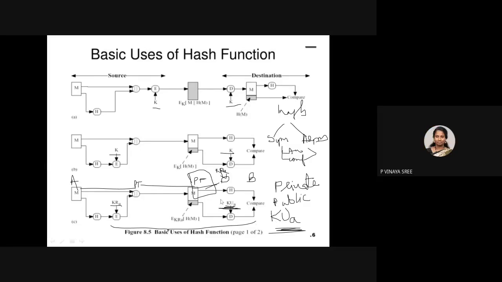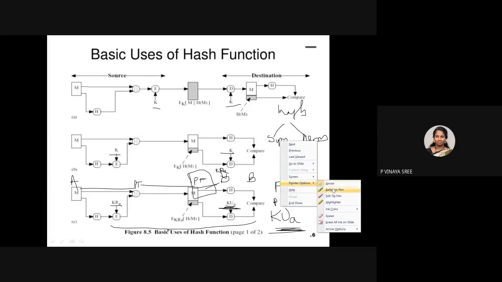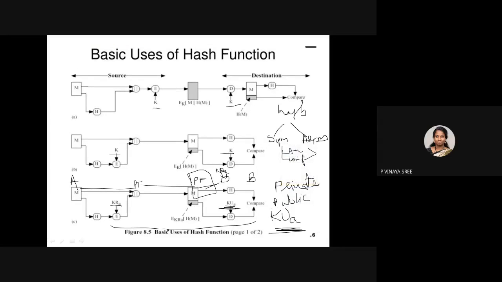Okay, so this is the public key of A. If the sender is encrypting with the private key of A, it has to be decrypted with the public key of A, so that the receiver will get a hash. This hash and the hash computed from the received message will both be compared. If both are the same, then it will be accepted.